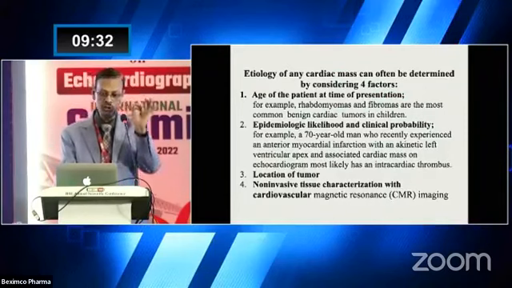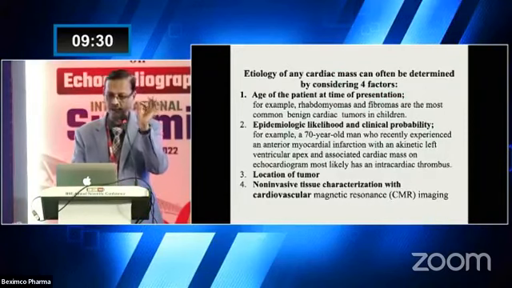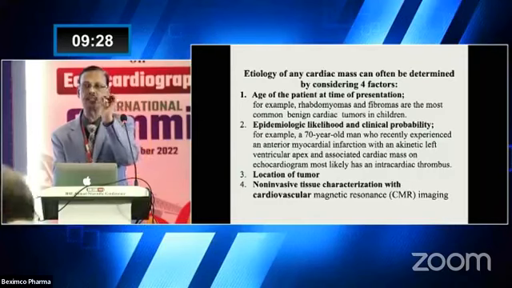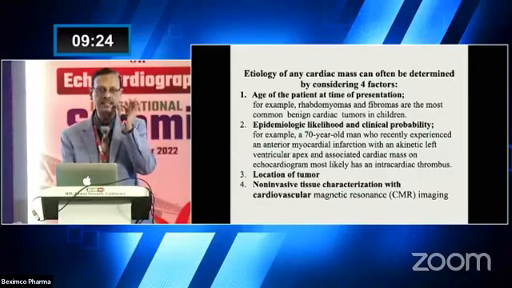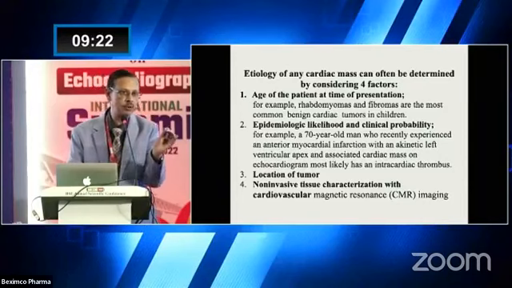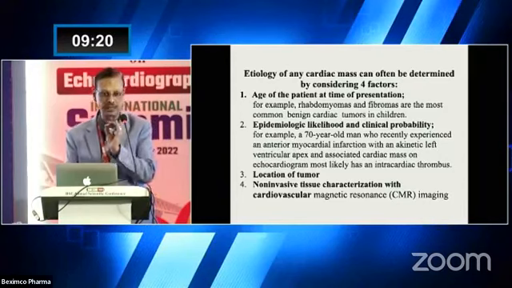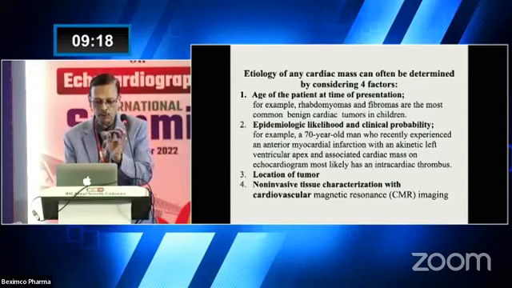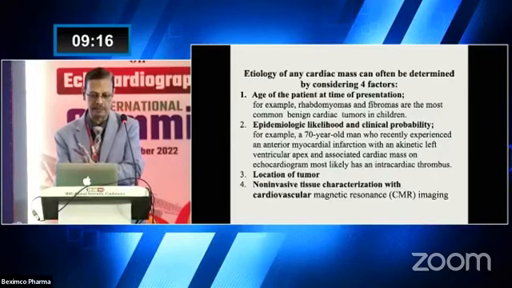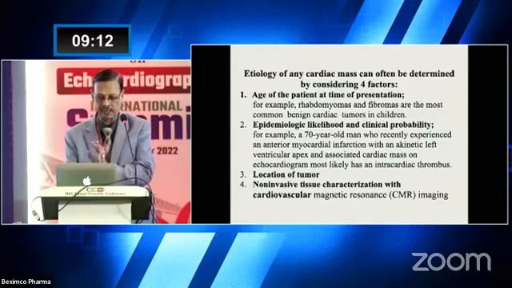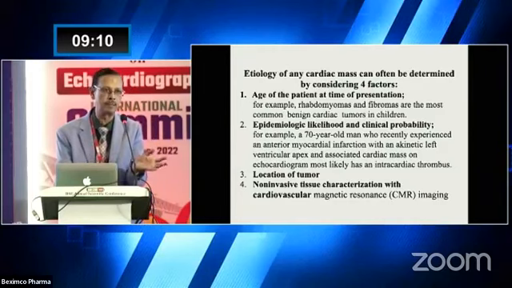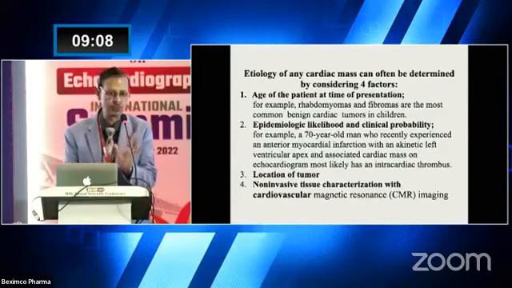So the etiology of any cardiac mass can often be determined by considering 4 factors. What are those? Age of the patient at the time of presentation, as for example, I've given you the importance of the age. Then the epidemiological likelihood and the clinical probability. As for example, a 70-year-old man who recently experienced an anterior myocardial infarction with an akinetic left ventricular apex, the probability is a clot, not a tumor.